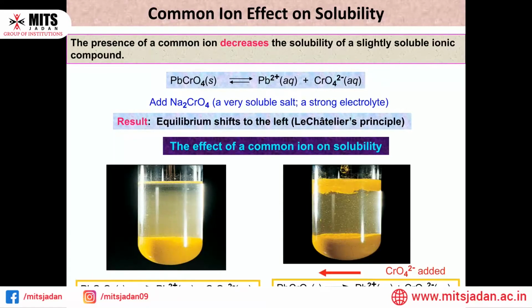Something similar happens whenever you have a sparingly soluble substance. It will be less soluble in a solution which contains any ion which it has in common. This is the common ion effect.